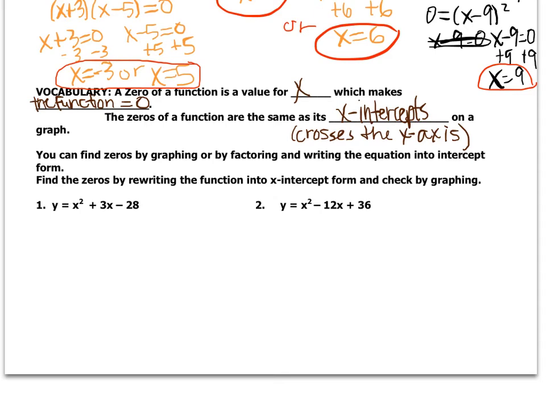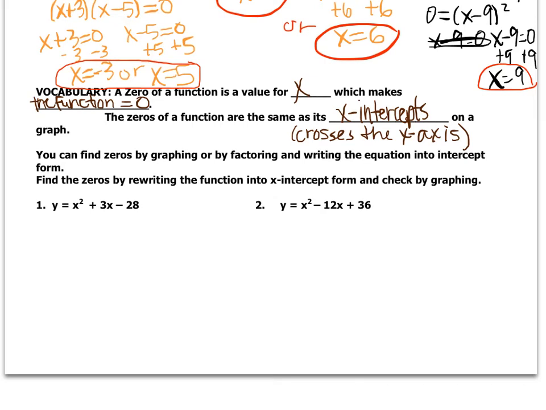You can find the zeros by graphing or by factoring and writing the equation into intercept form. So let's find the zeros by rewriting the function into the x-intercept form and then check it by graphing. So really, your zeros and your solutions and your roots are all the same thing, different ways of finding the same thing. But it's good to understand that when I'm saying find the zeros, you're finding the spot on the graph that are the x-intercepts.